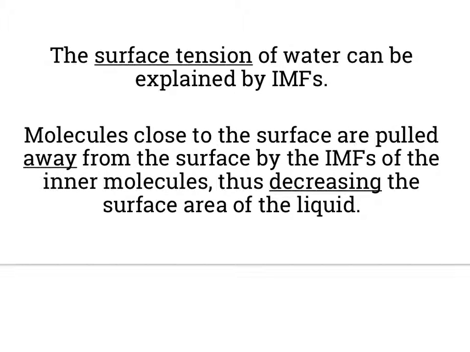Another property that we can talk about is surface tension. Molecules close to the surface of a liquid are pulled basically away from the surface by the intermolecular forces of the intermolecules, thus decreasing the surface area of the liquid. Basically what it's doing is trying to pull these down. And so what ends up happening is you end up tightening up the surface and thus decreasing your surface area.